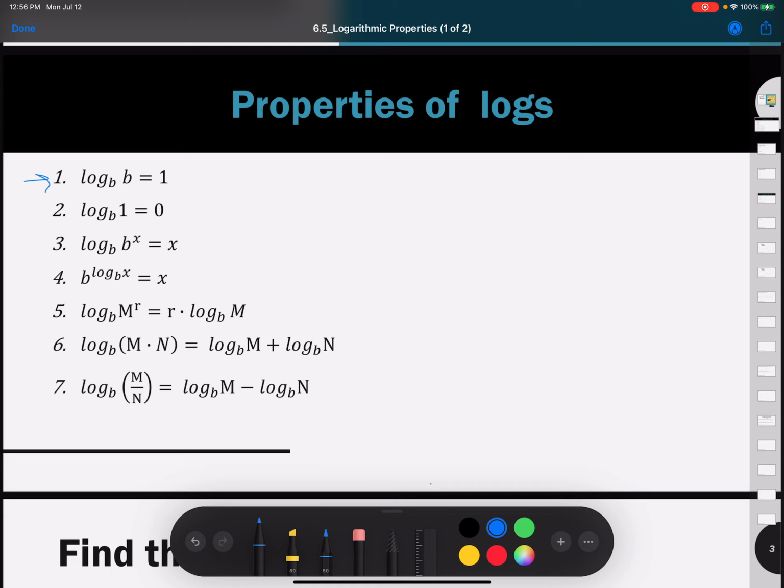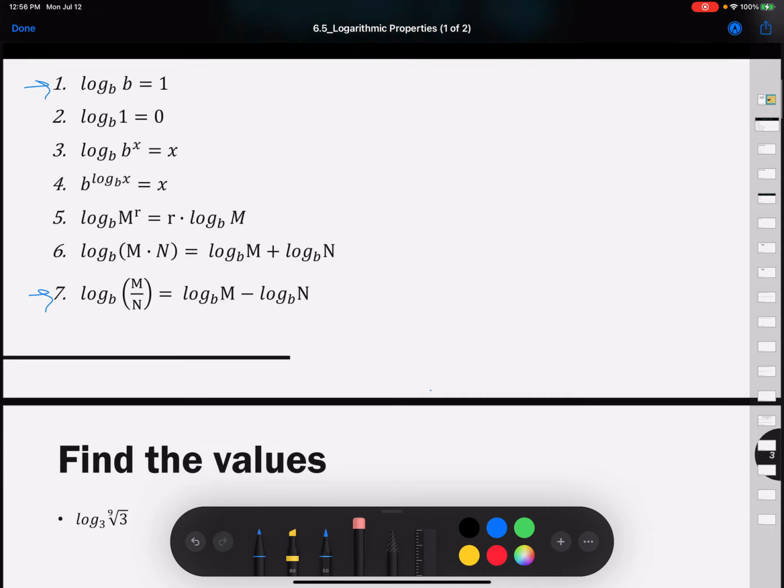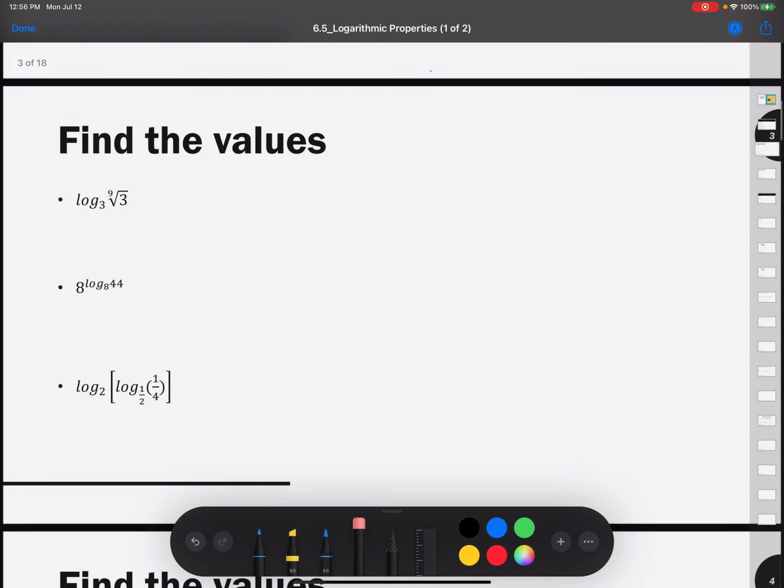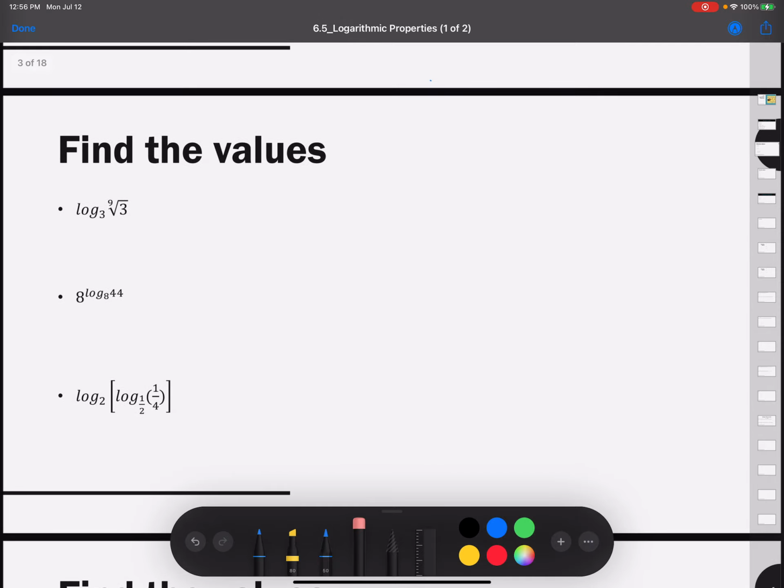And then log base b of m times n, we can break it up into log base b of m plus log base b of n, and then log base b of m divided by n can be broken up into that. We've kind of talked about the graphs, right? So now we're going to use these properties to simplify some of these logs.